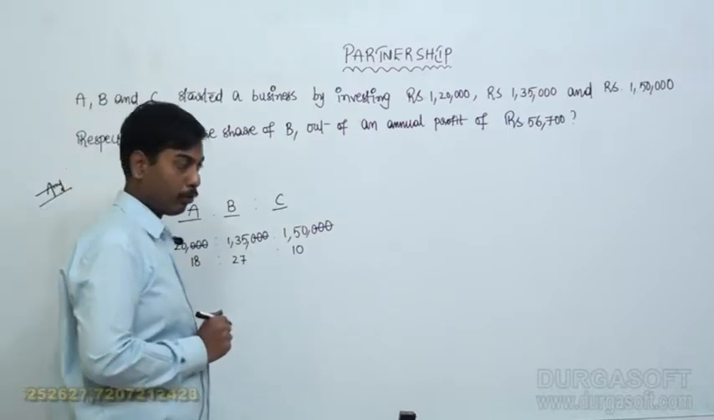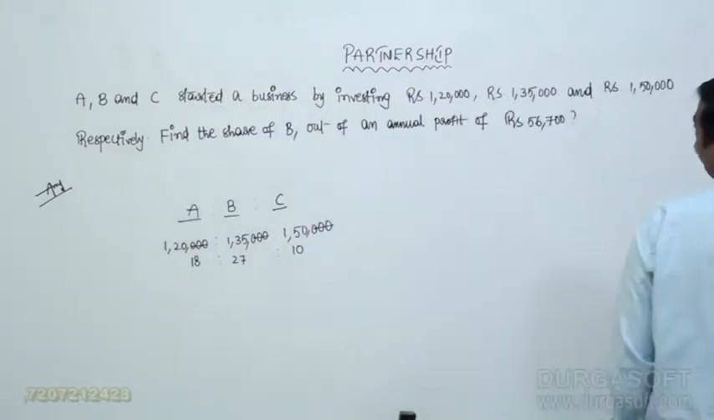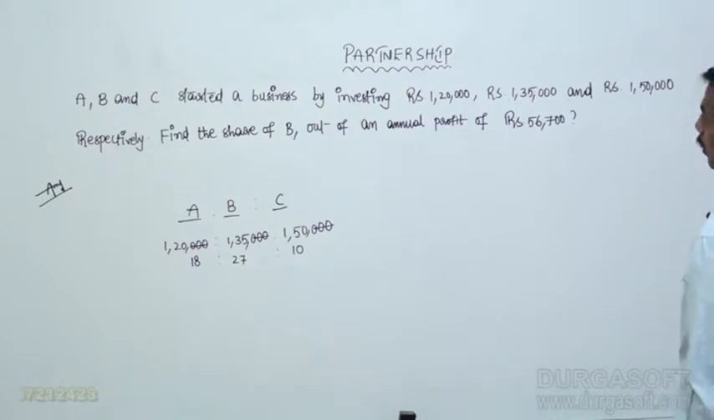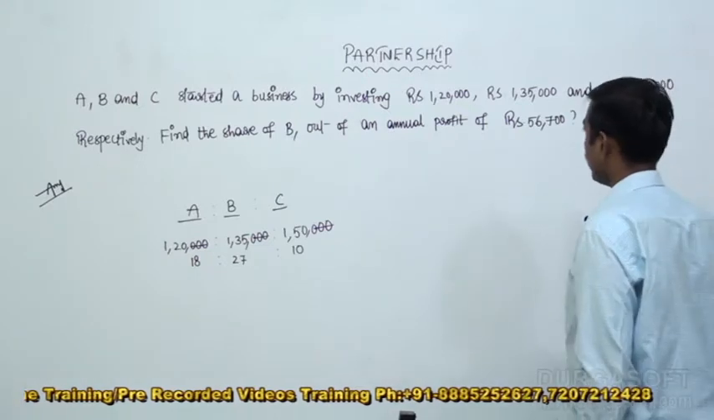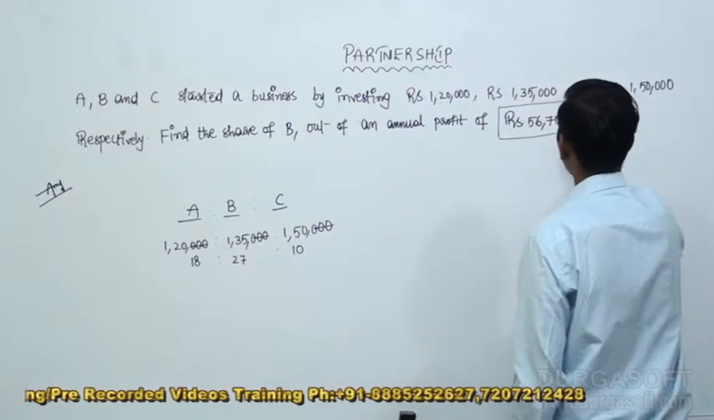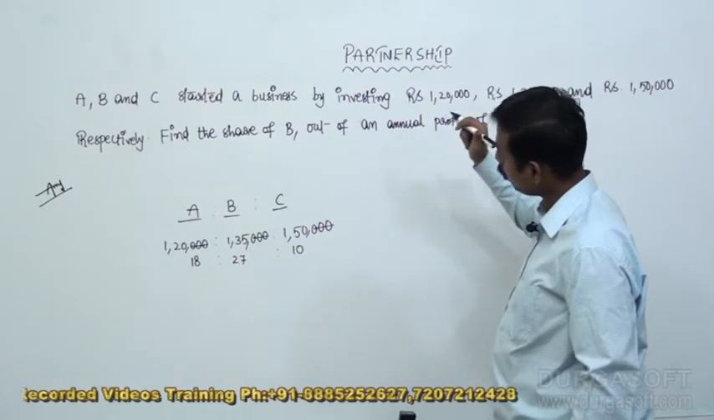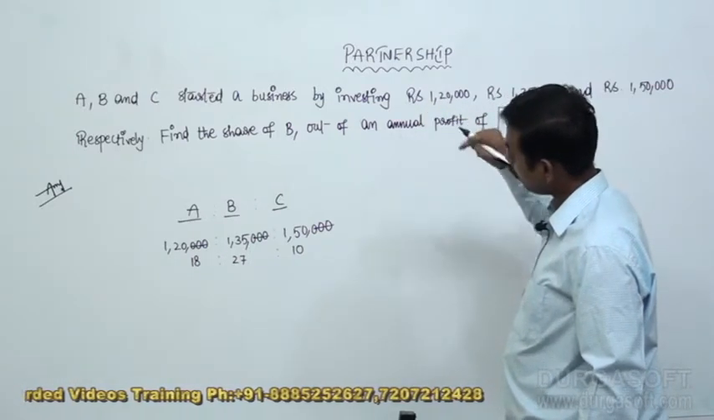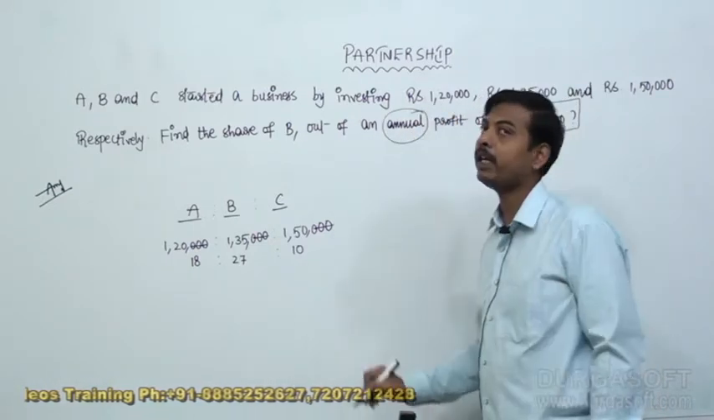Find the share of B out of an annual profit of ₹56,700. An annual profit of ₹56,700, we have to find out the share of B here. Okay, annual profit means that is up to how many months? Annual profit means definitely at the end of the year.